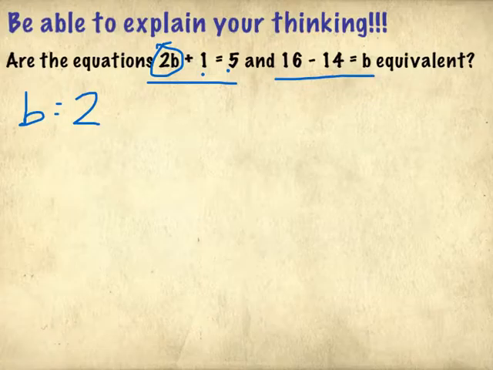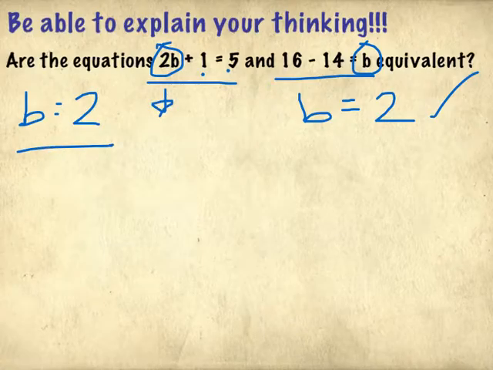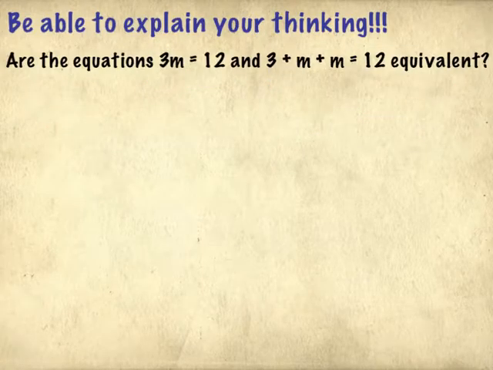On this one, 16 minus 14 equals b. 16 minus 14 equals 2, so b would equal 2. Are they equivalent? Yes. How would you explain that, though? If a little kid said to you, well, why are those equivalent? I don't get it. What would you say? Well, you could use the math, and you could show them they are equivalent, because in this expression, b equals 2, and in this expression, b equals 2. When you have two equations where the variable, in this case b, equals the same amount, then we call them equivalent expressions. So try this one on your own.